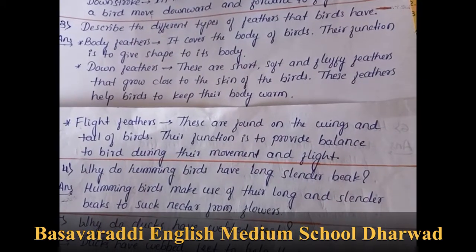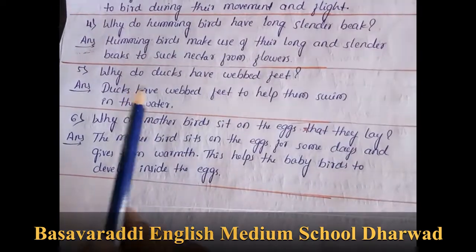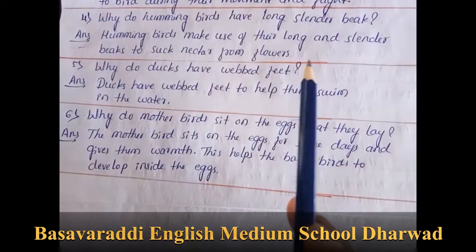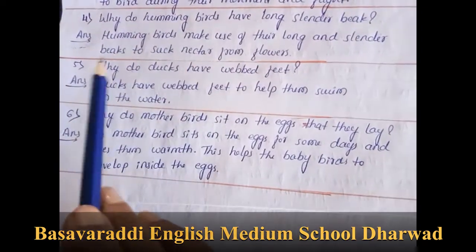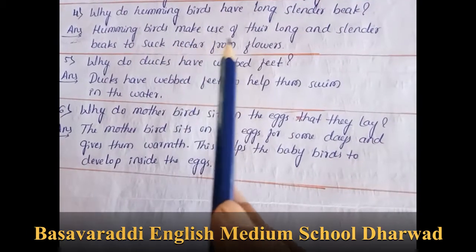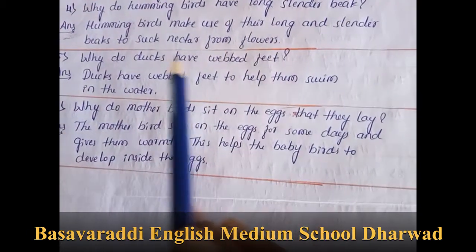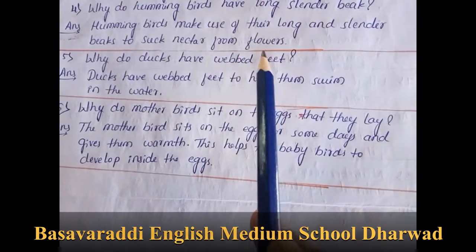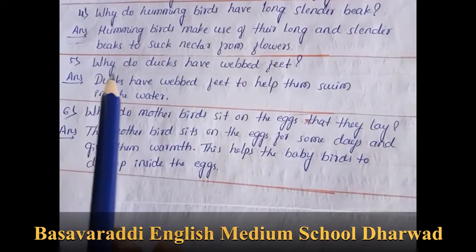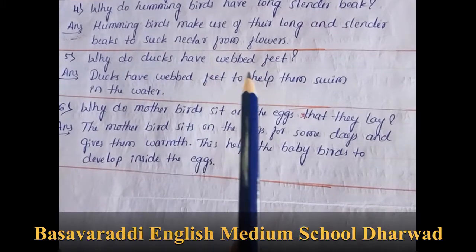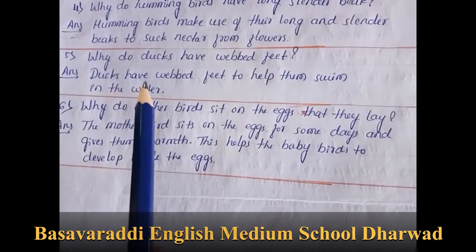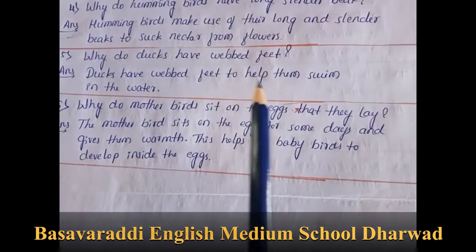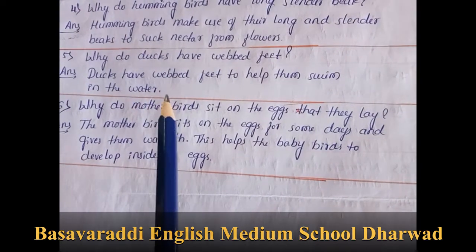Okay, next, fourth one. Why do hummingbirds have long slender beak? Answer, hummingbirds make use of their long and slender beaks to suck nectar from flowers. Fifth one, why do ducks have webbed feet? Answer, ducks have webbed feet to help them swim in the water.